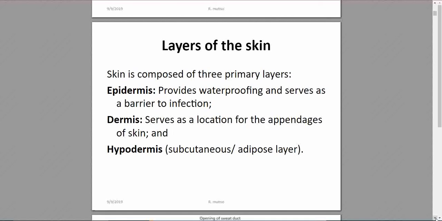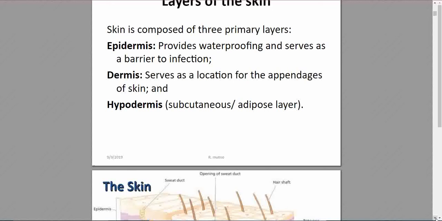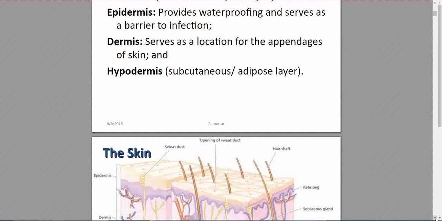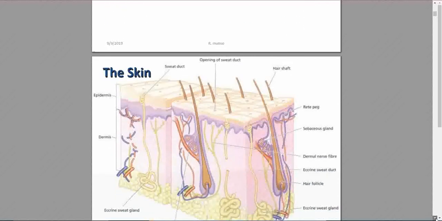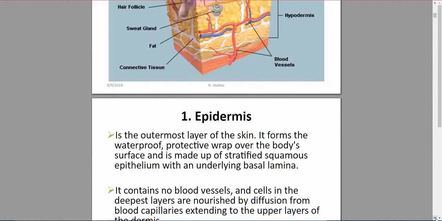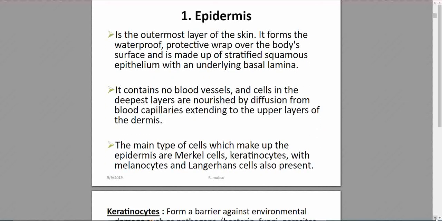Layers of skin, I said we have epidermis, dermis, and hypodermis. The epidermis, the top one, provides a waterproof barrier and serves as a barrier for infection. Then the dermis serves as the location for the appendages of the skin. And then the hypodermis is the subcutaneous or adipose layer, which normally acts as an insulator. That is that. This is the diagrammatic view. They are good if you are using YouTube to learn. So that is it. You can see them.